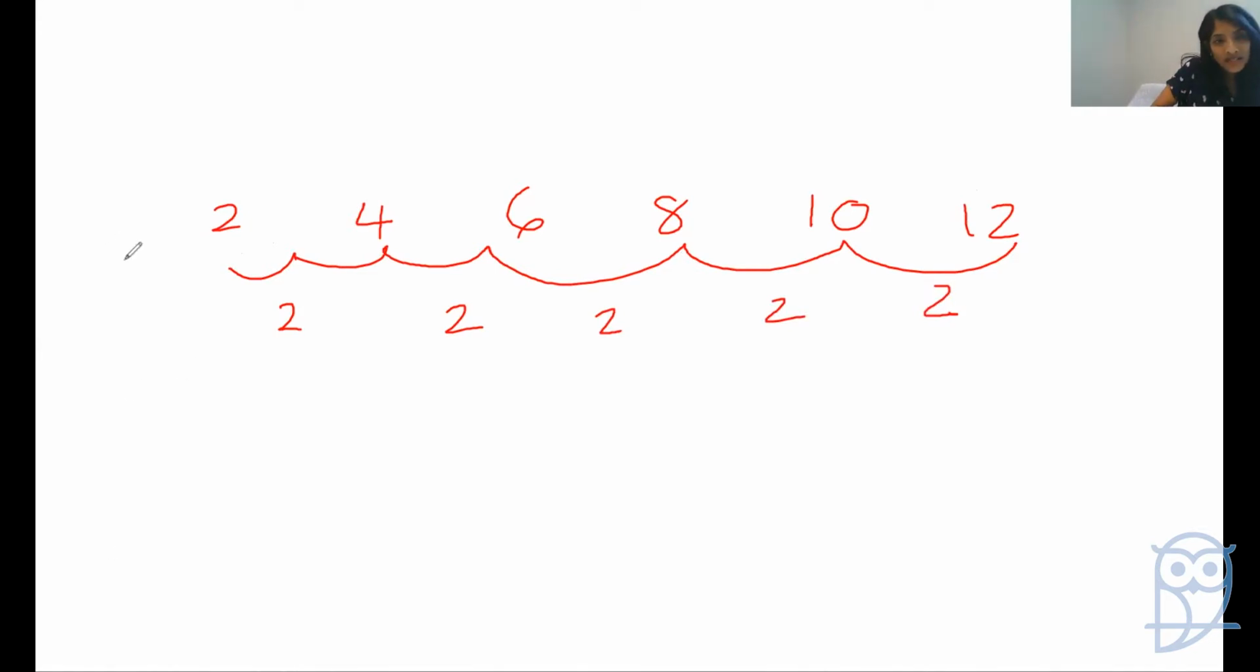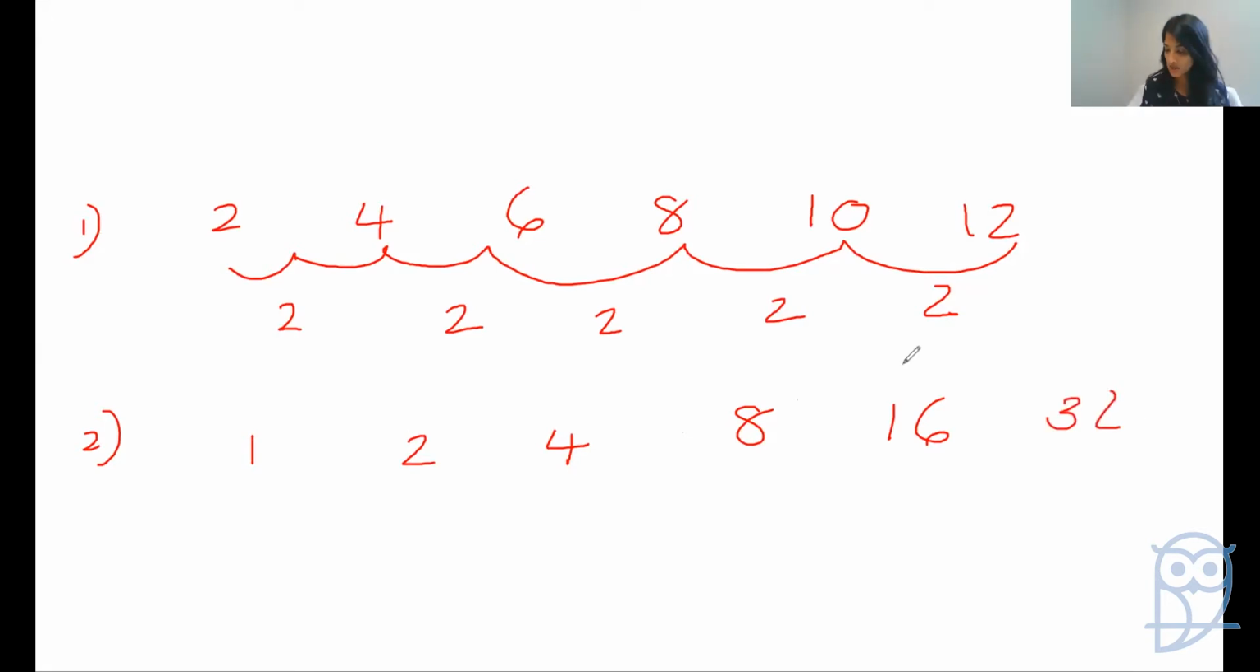Now, what if I had this type of sequence? 1, 2, 4, 8, 16, 32. What is happening in this sequence? In this sequence, we're doubling the number before. So 1 plus 1 will give us 2, 2 plus 2 will give us 4, 4 plus 4 is 8, 8 plus 8 is 16, 16 plus 16 is 32. So therefore, in this sequence, we are doubling each term.